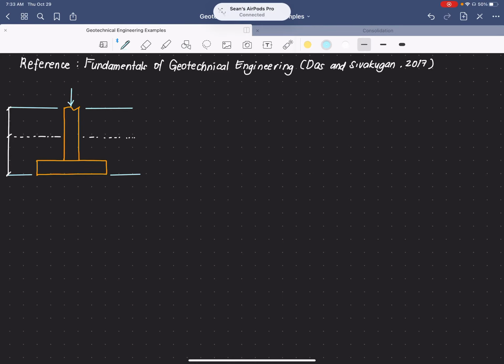Hello everyone. So we'll have another example on the determination of the bearing capacity under a shallow foundation. This time we will consider other factors aside from the normal bearing capacity factors. We'll have to consider the shape, depth, and inclination factors.